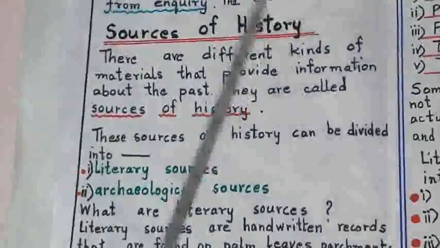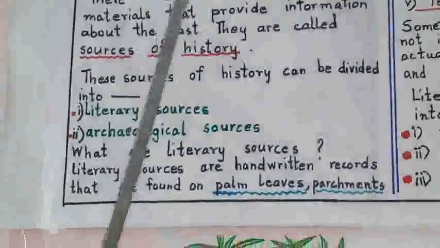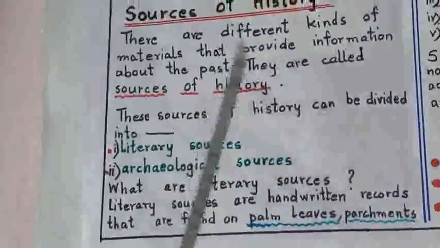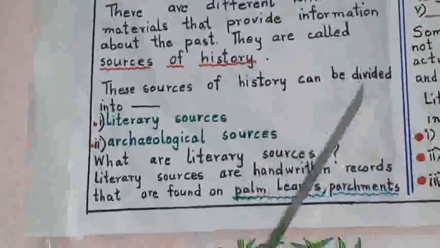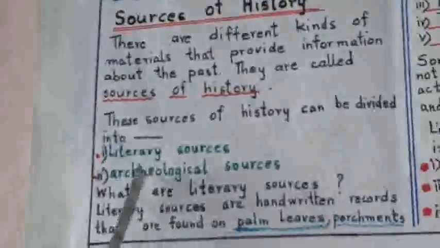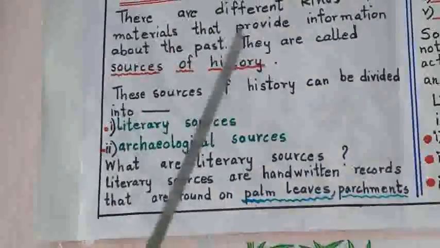Now what are sources of history? There are different kinds of materials or things that give or provide information about the past. They are called sources of history. These sources of history can be divided into literary sources and archaeological sources. Children, these sources of history help us to study about the past.